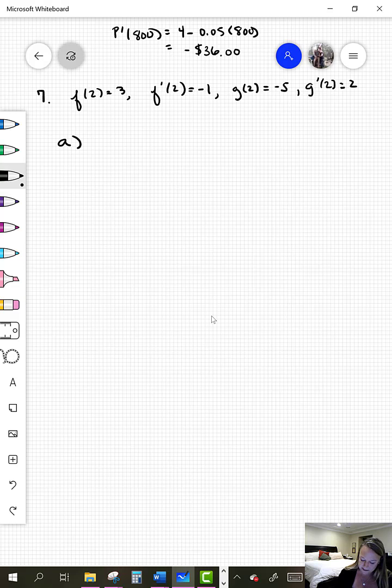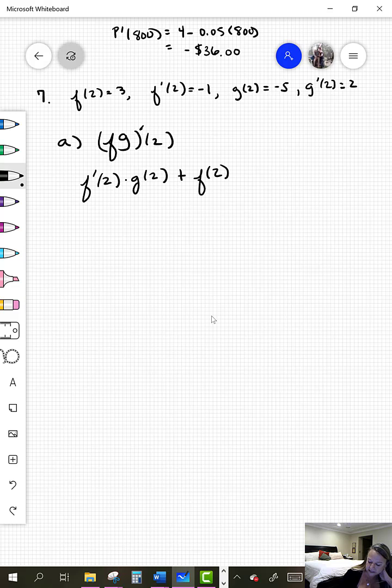It wanted us to find the derivative of f of g of 2. Well, let's think about this. This is using our product rule. If we had this and we want to look at this, the product rule says we're going to look at the derivative of the first, f prime of 2, times the second, g of 2, plus the first, f of 2, all times the derivative of the second, g prime of 2.